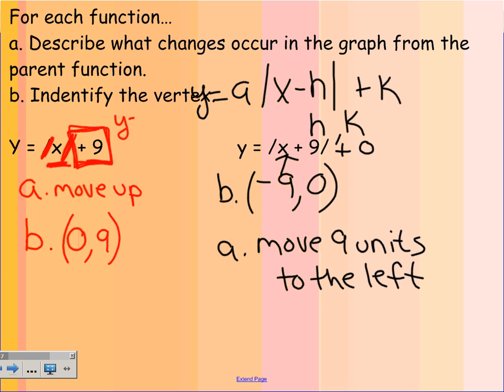So once again, this is going to give you a horizontal shift. I'm sorry, vertical, which is up and down, where this is going to give you a left or right or horizontal shift.